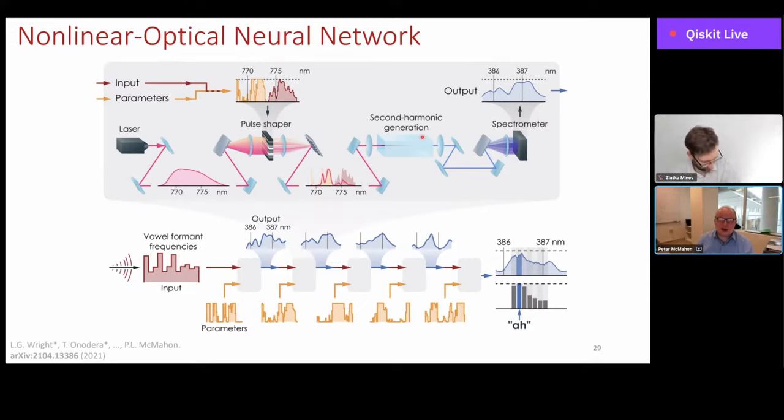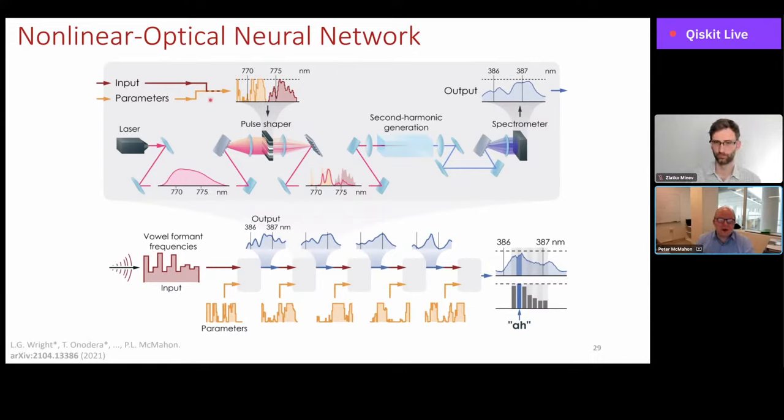Then one needs to ask, how do we encode data into this? How do we encode parameters? And then how do we read out what transformation this crystal performed? In this experiment, we started with a pulsed laser that has some broadband frequency spectrum, shown here, between 770 and 775-ish nanometers. And we passed this pulse through a pulse shaper, which is a device in optics that uses a couple of gratings and a spatial light modulator to let you shape the frequency of the pulse.